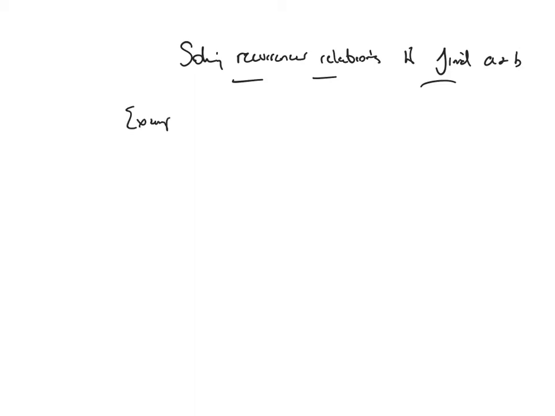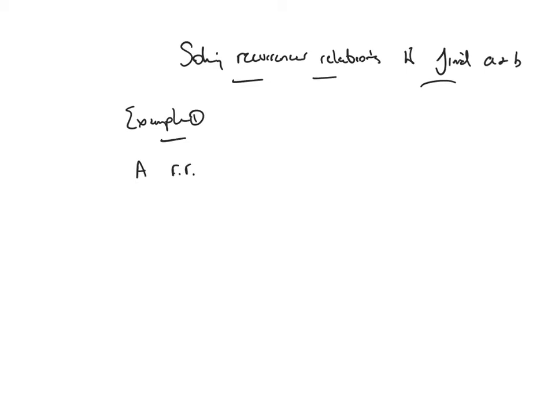Okay, we're going to look at solving recurrence relations to find A and B. Okay, best explained by just going straight into an example. So let's try a couple of examples. This is example 1.